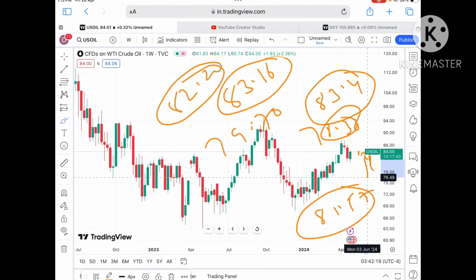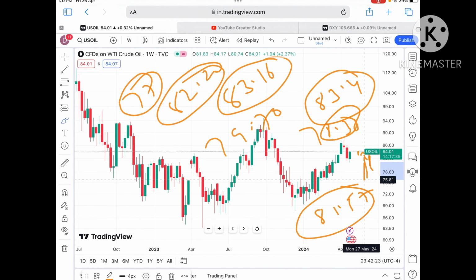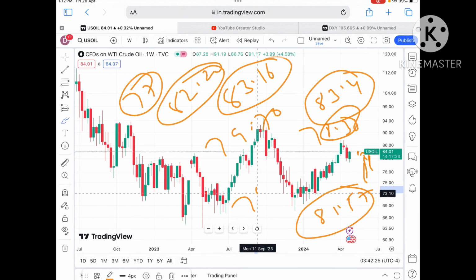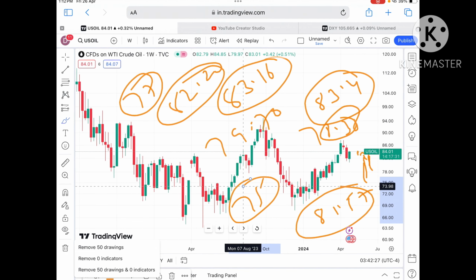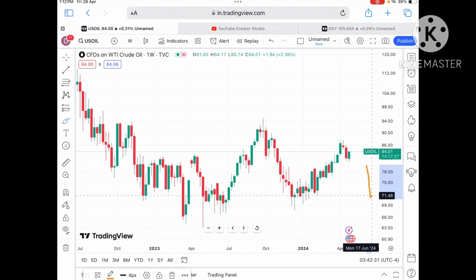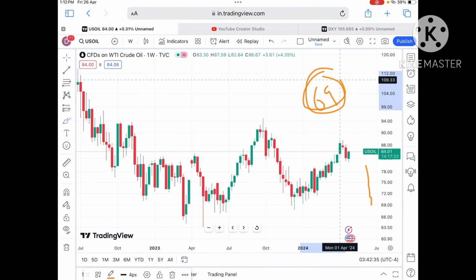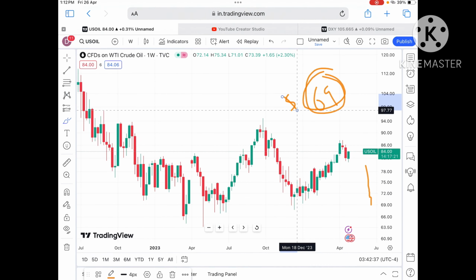And then if the price starts moving below that level, then we can see it will touch a level of $77, and from there it can touch a level of 75. As soon as the price starts hitting below a level of 75, a further fall we can see towards a level of around 71.46, and from there a level below 70, then we can see 68. And then a further low you can see.